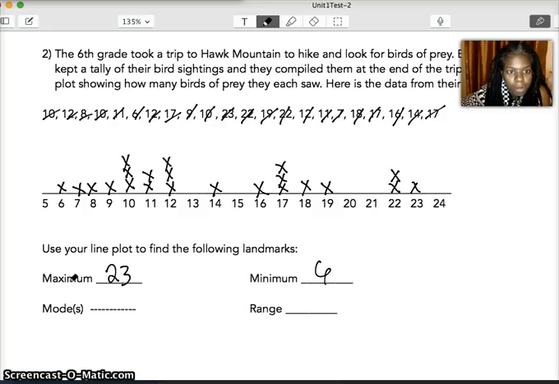The modes, well, there are several modes. The modes are going to be 10, 12, and 17 because those are the values that appear the most. Let's put 10 first, 12 and 17, and finally the range is going to be the difference between our maximum and our minimum as we had before, and that's going to be 17.